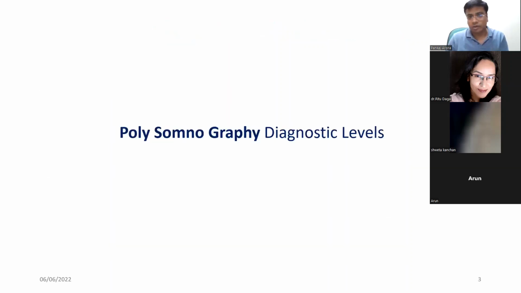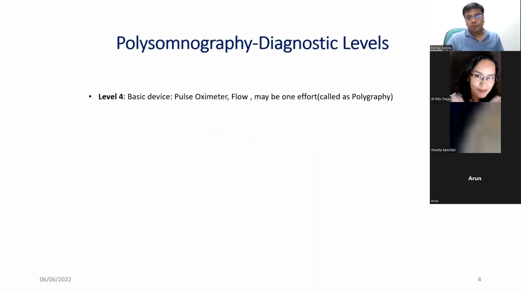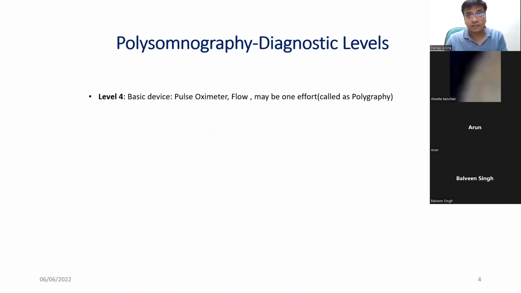As we are all aware, polysomnography means: poly means multiple, somno is sleep, and graphy is graph. So we see multiple graphs of sleep as well as respiratory channels, and that is why it is called polysomnography. Polysomnography diagnostic levels are divided into 4 levels.